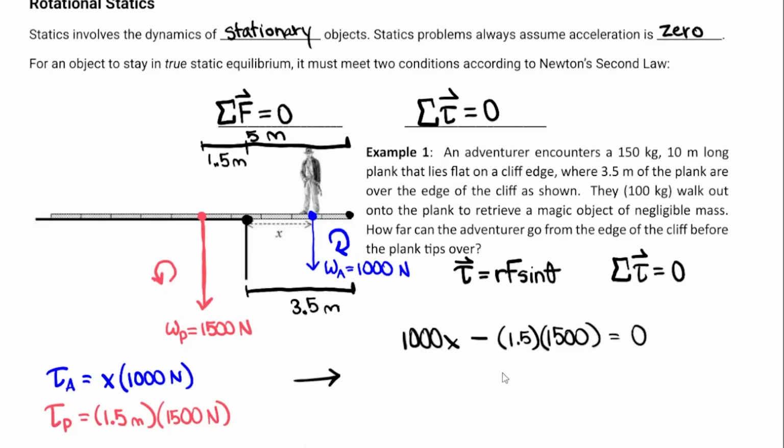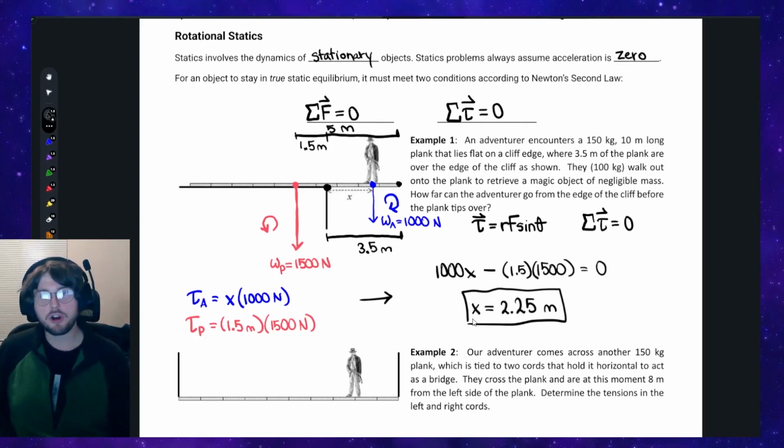So if you do some rearranging here, you're going to find that x equals 2.25 meters. So this is big news for our adventurer friend, because if that treasure truly is at the very end of this plank, they are not going to be able to reach that treasure. If they get a little greedy, down the cliff for them. Not good. Let's try a different one.